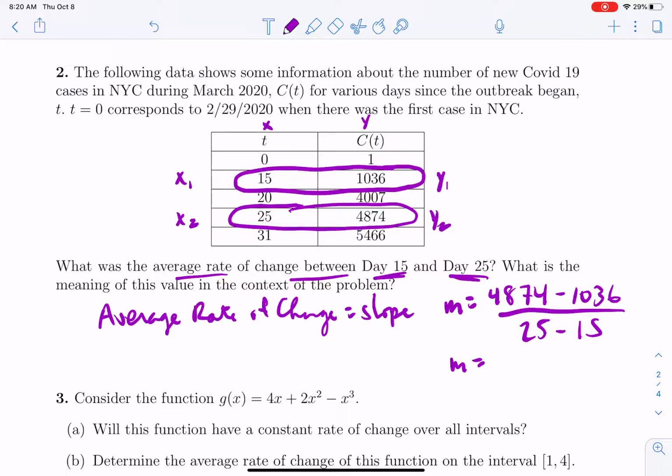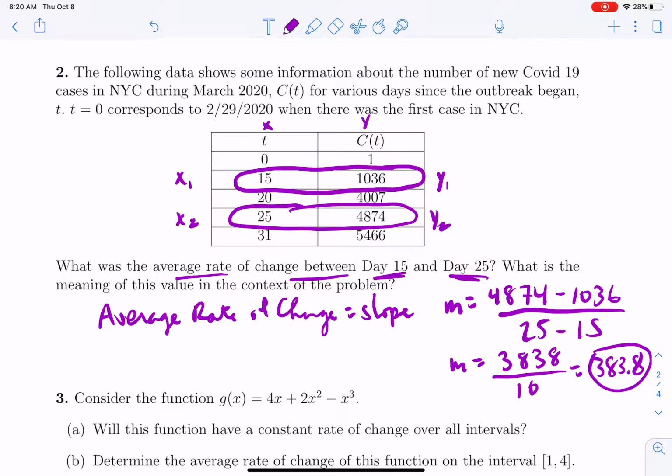I'm going to pull out a calculator for that because I don't want to do that subtraction by hand. We get 3,838 over 10. Now if I divide that by 10, I'll get 383.8.